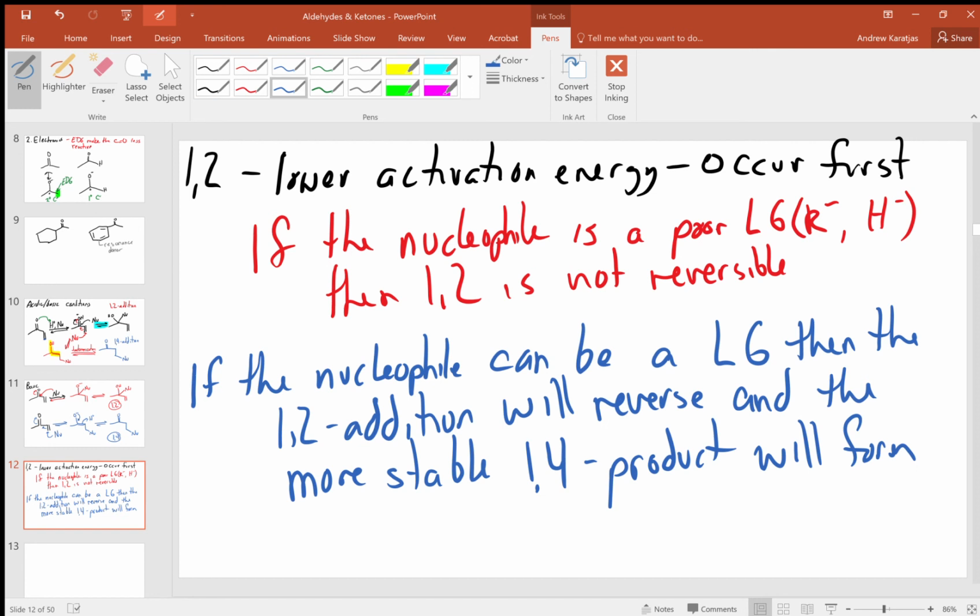And so next, we'll start looking at some specific reactions and specific nucleophiles to see what we can do with these reactions, as well as when we get 1,2 and when we get 1,4.